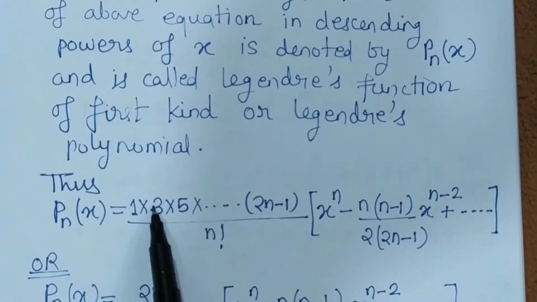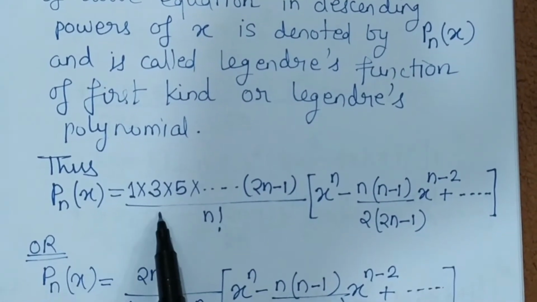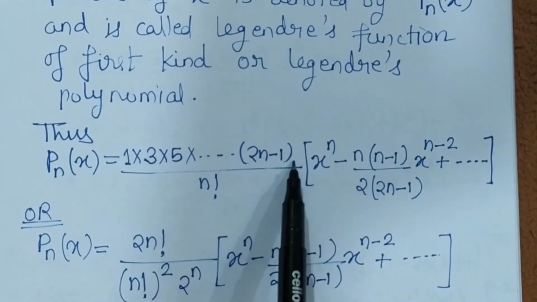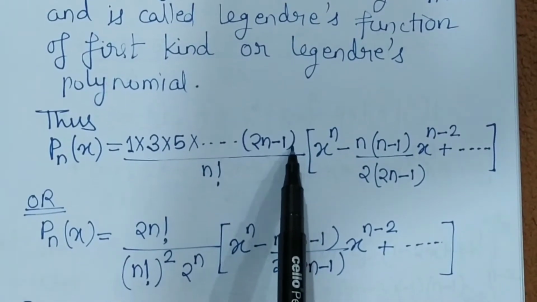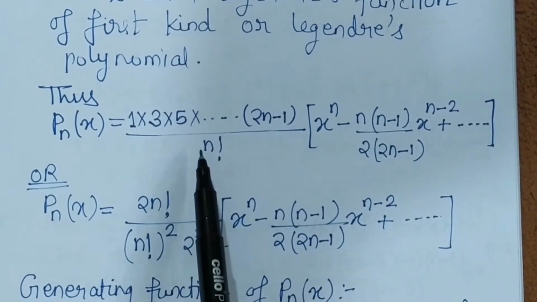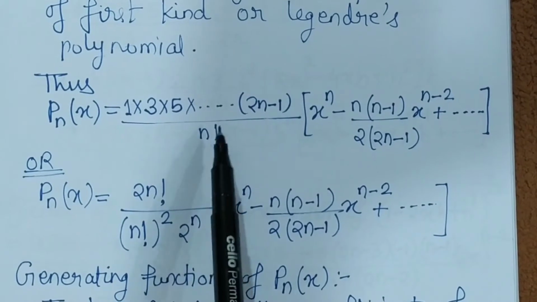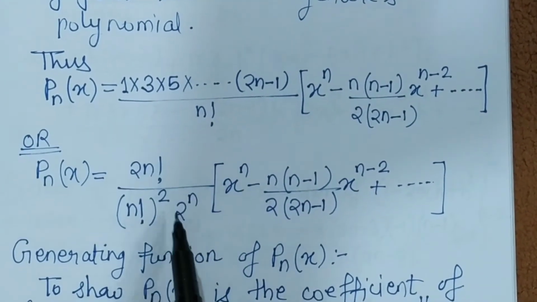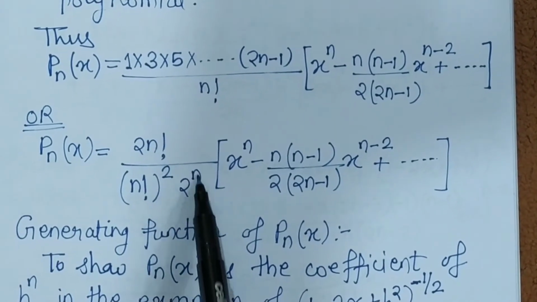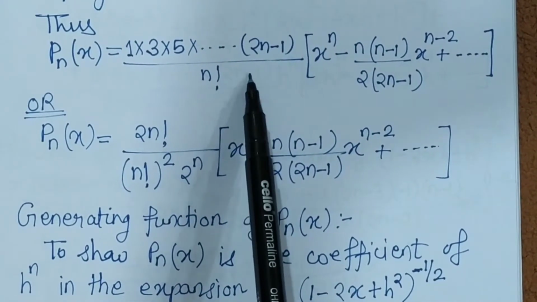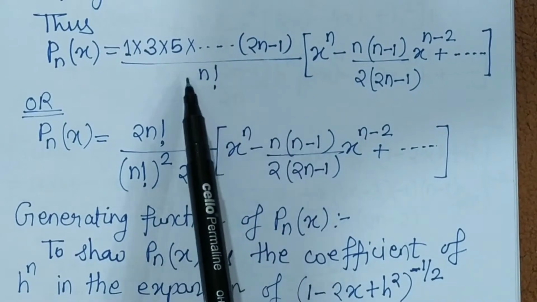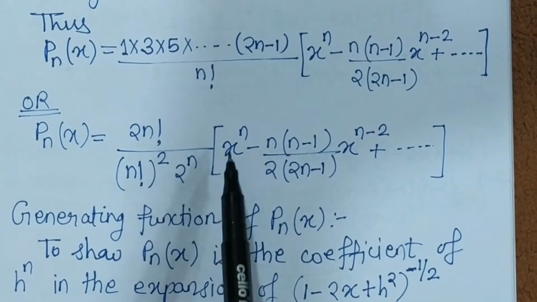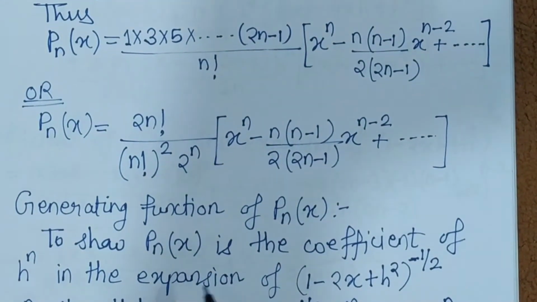If we multiply the numerator as well as the denominator by 2 into 4 into 6 up to 2n, then the numerator becomes (2n) factorial. From the denominator, if we take 2 common, we have n terms, which gives 2 raised to n, and the remaining terms 1 into 3 into 5 give rise to (n factorial) squared, with the remaining term as it is.